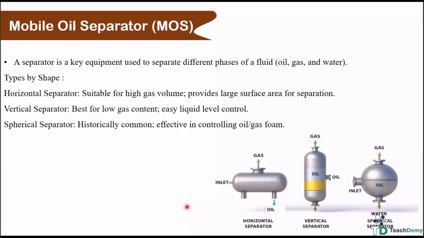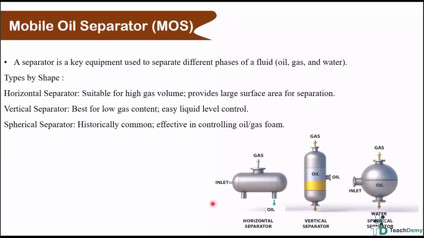Separators are classified into three main types based on the shape and internal operation: horizontal, vertical, and spherical. A horizontal separator is suitable when the gas volume is high and a large surface area is needed for separation. A vertical separator is used when the gas content is low and controlling the liquid level is important. The spherical separator was more commonly used in the past and is effective for controlling oil and gas foam.